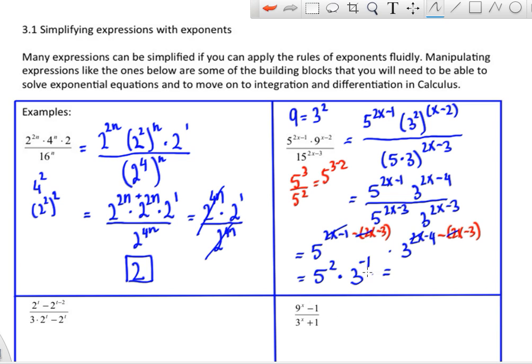And so my final answer is going to be 5 squared is 25, and 3 to the negative first is actually a 3 in the bottom of a fraction. So this becomes 25 over 3. So hopefully that's right.